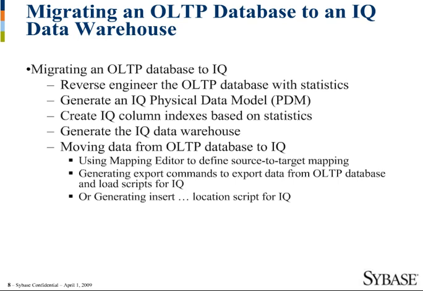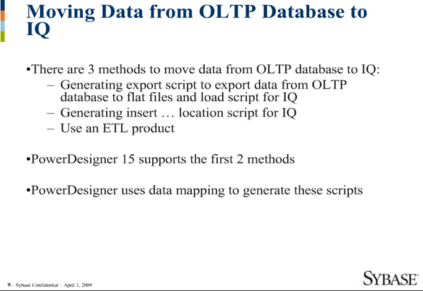So we'll take a look at how you can reverse engineer the source. You can generate an IQ schema from that source, create some IQ specific indexes for that data warehouse, then actually show you how you can map the source and the target together to generate scripts for loading the IQ data warehouse. There are 3 different methods to move data from an OLTP database to IQ.